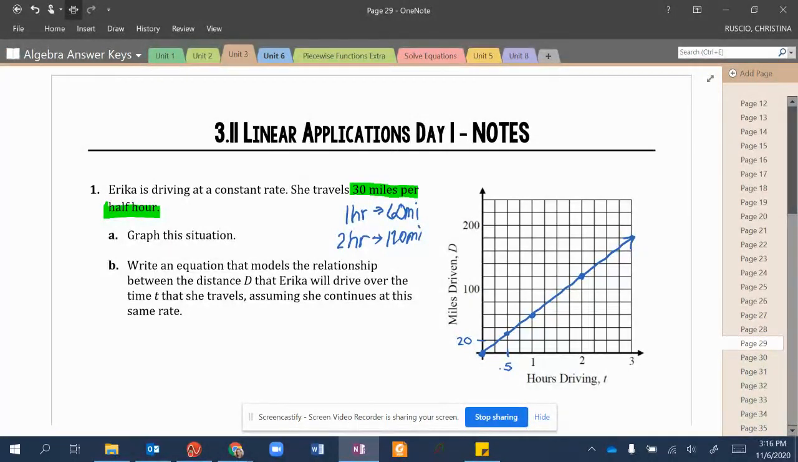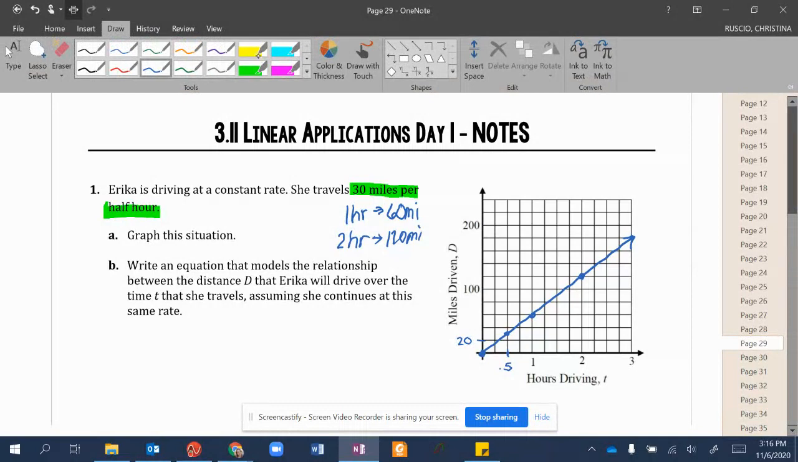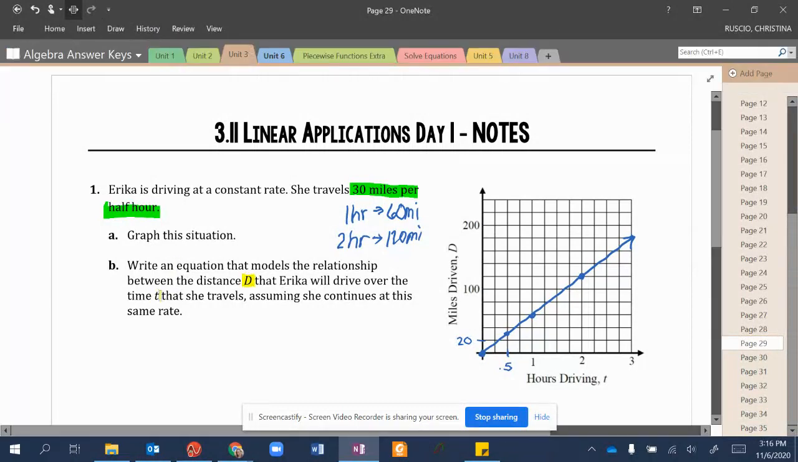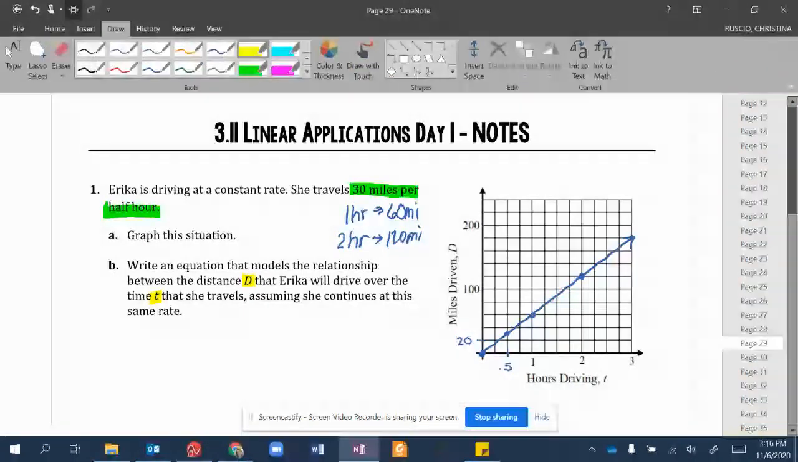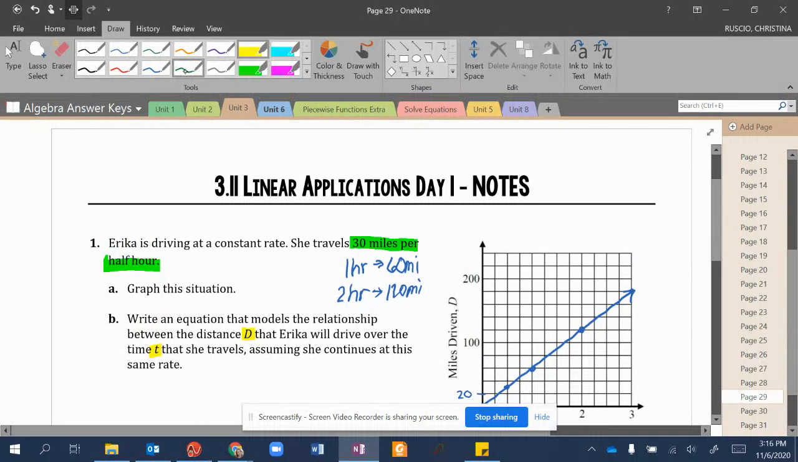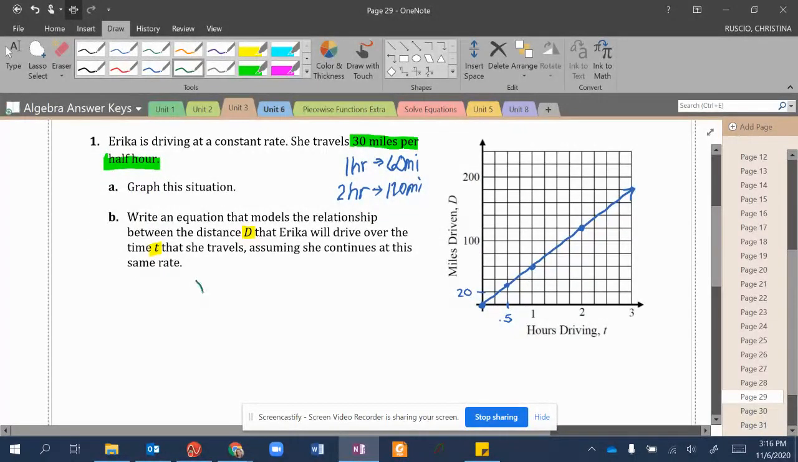Then part B says write an equation that models the relationship between the distance d, so that's our y value, and our x value is t. All right, well, we've talked about this in the past, that we need y equals mx plus b form. That usually works pretty well for us. We don't always have to use this, but it works really well. Well, we just said that the y value is d, so that's easy for us. Our m is our slope, so let's quickly find that.